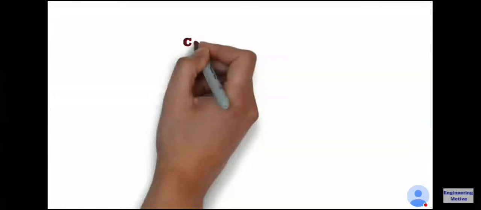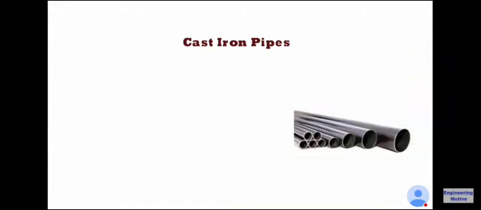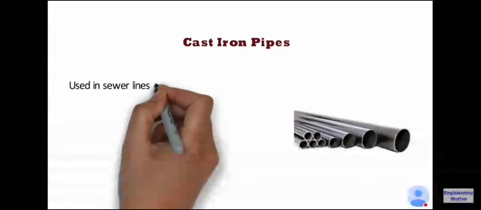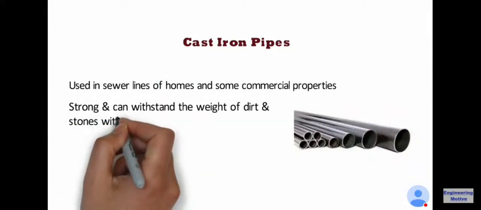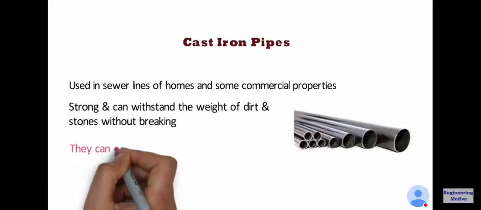Cast iron pipes. CI pipes are the most common type of pipes used in sewer lines of homes and some commercial properties. CI pipes are strong and can withstand stones without breaking. The major drawback of CI pipes is that they can rust and corrode very fast.